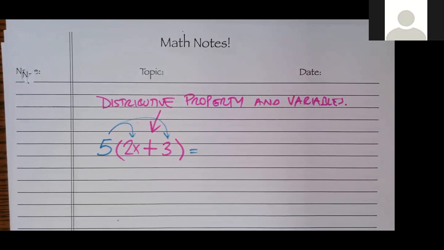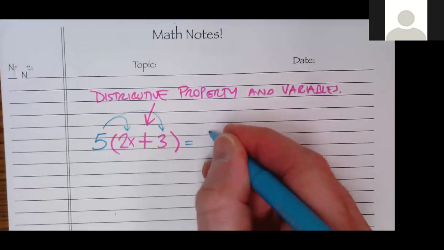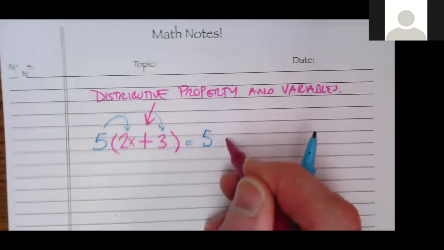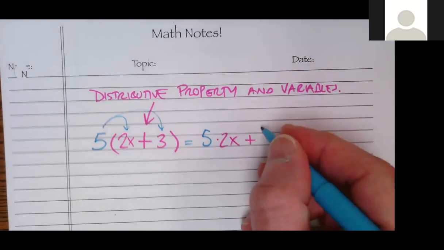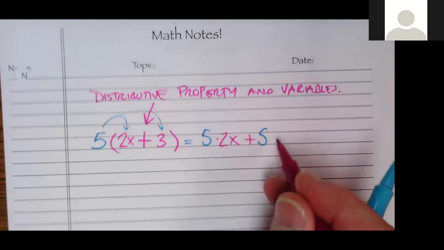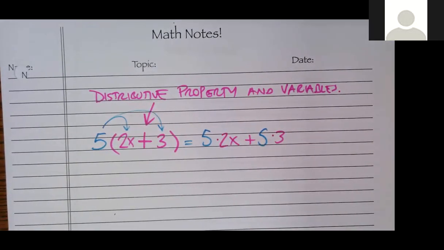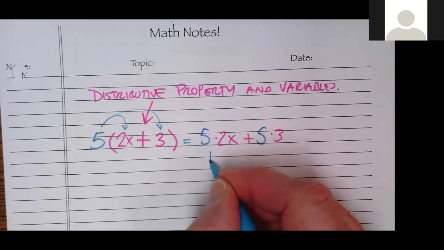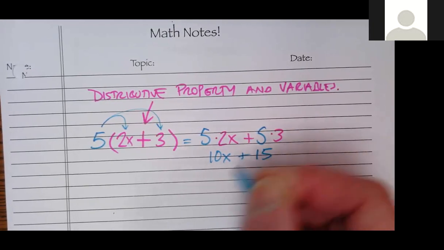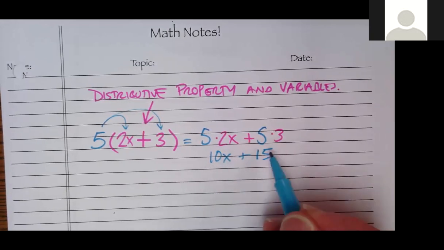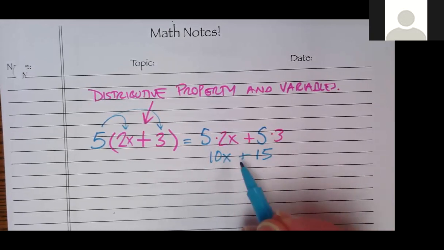Yeah, so what that means we're going to be doing is the 5 times 2x plus the 5 times the 3. And so when we're done with this, the two things that we're going to have is, well, the 5 times the 2x is 10x, plus the 5 times the 3 is 15. We're still going to have two different terms that don't combine, and we're going to be done.